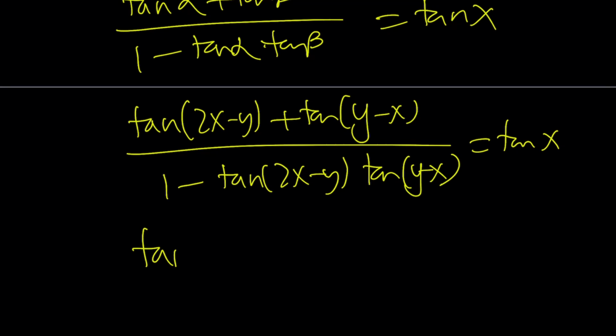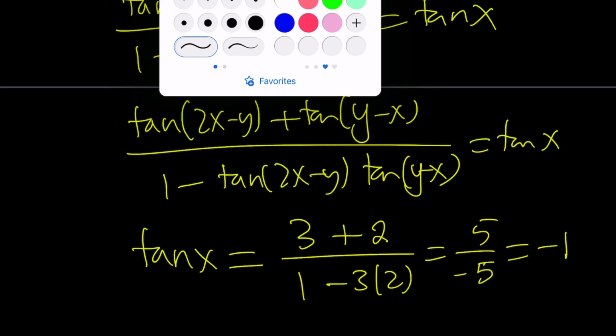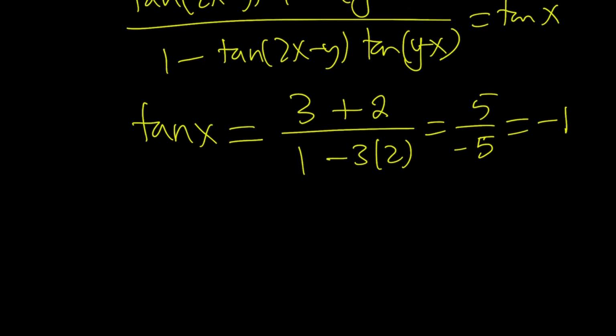Therefore, tangent x from here is equal to the following. Tangent 2x minus y is equal to 3. Tangent y minus x is equal to 2. And then at the bottom I have 1 minus 3 times 2, so that's 5 divided by negative 5, and that is equal to negative 1. And that gives us the same value with less trouble.